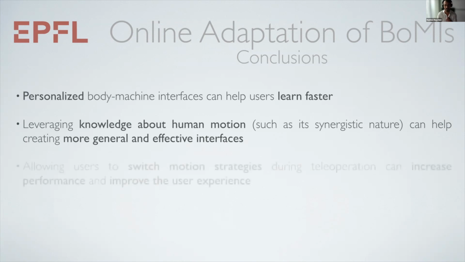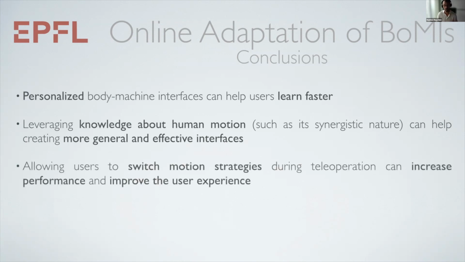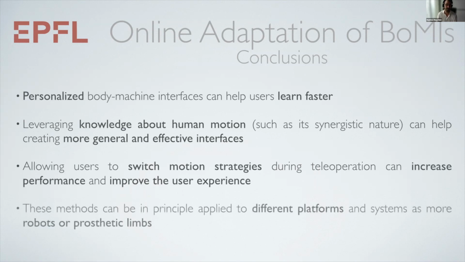In the third study, we show that allowing users to switch between motion strategies during teleoperation can increase performance and improve the user experience. And finally, these methods can in principle be applied to different platforms and systems, like more robots, or for instance, prosthetic limbs. This concludes my presentation.